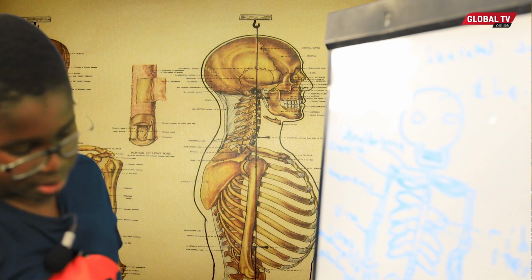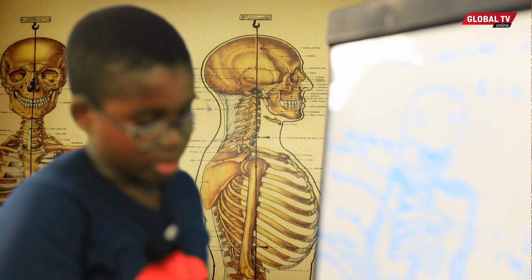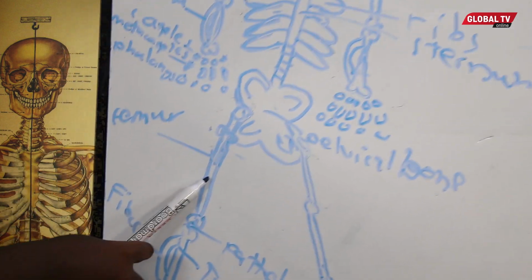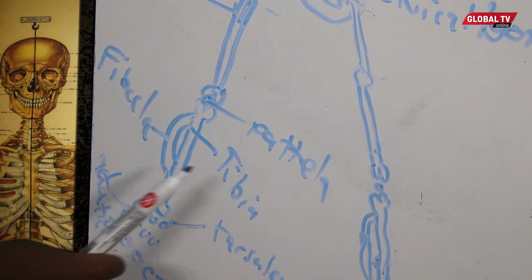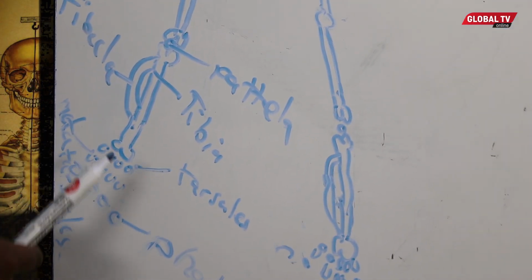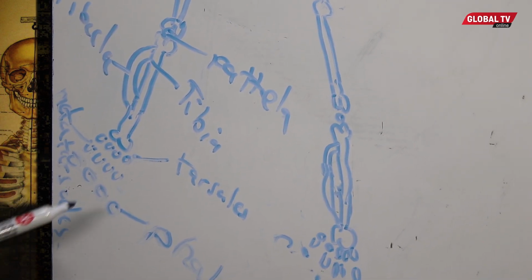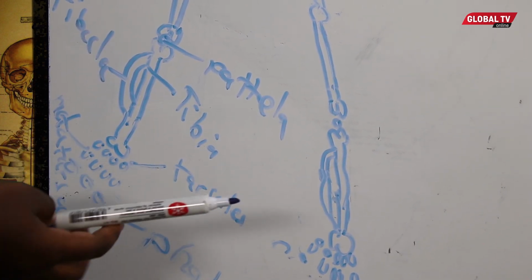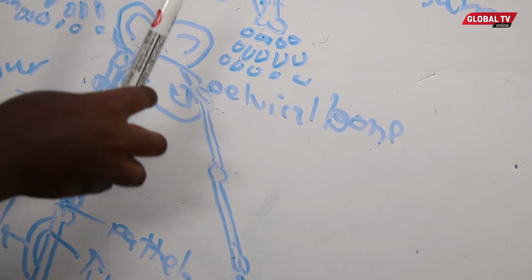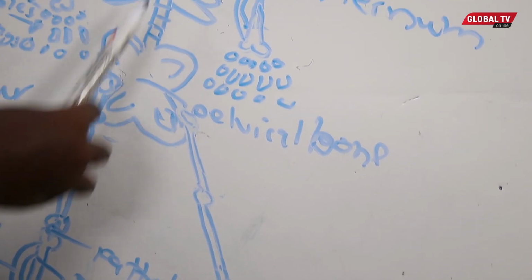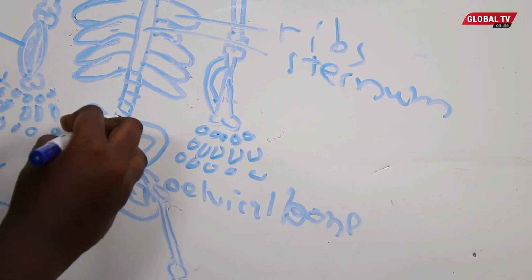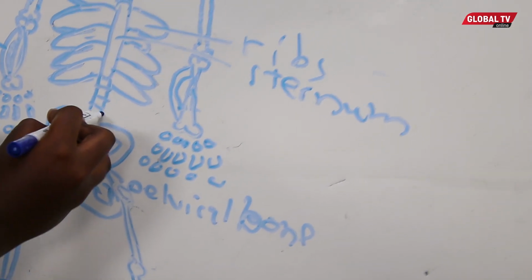Here we have the pelvic bone. We have the ball and socket here, and this is the femur. Then between the femur and the tibia and fibula, we have the patella. Then down from the tibia and fibula, we have the tarsals, metatarsals and the phalanges. And the other side is the same as this. So this pelvic bone is joined to the spinal cord, and here at the end is the part of the spinal cord called the coccygeal.